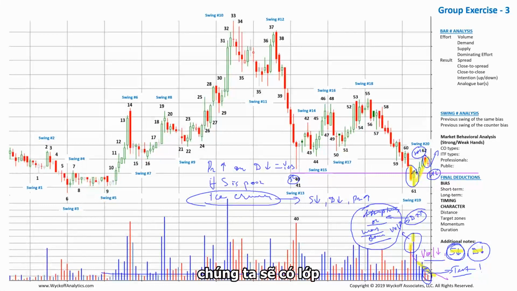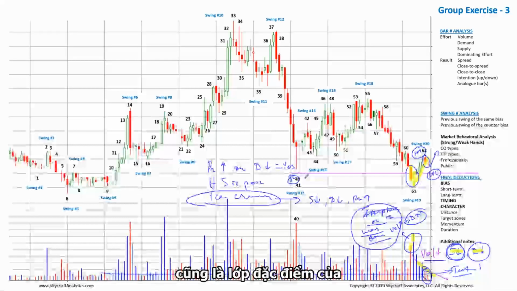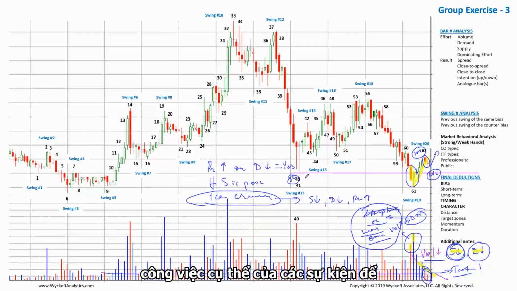So we're going to have the layer of interpretation of the bars, volume bars and price bars. We're going to have the layer of the context in terms of labeling. We're going to also have the context of swing analysis, like we did from 55 to 61 compared to 37 to 41. There's going to be also the layer of characteristics of the specific Wyckoff events. So the comparison, right? So how it should look.